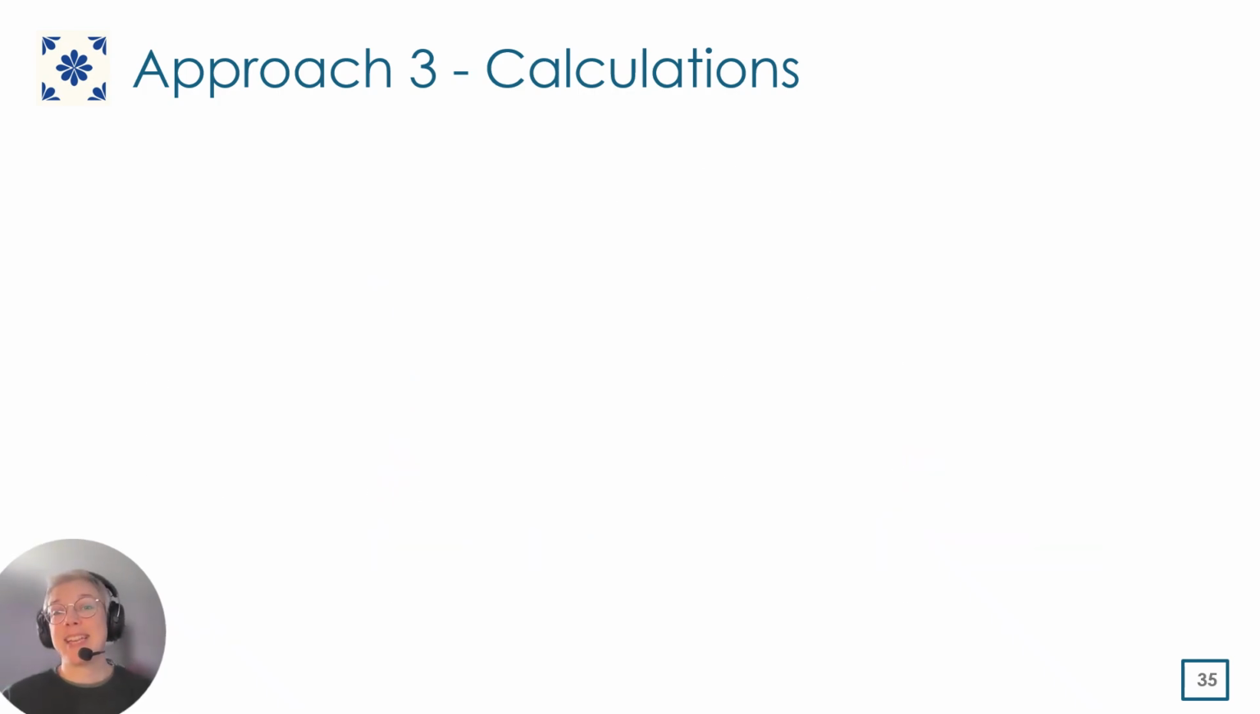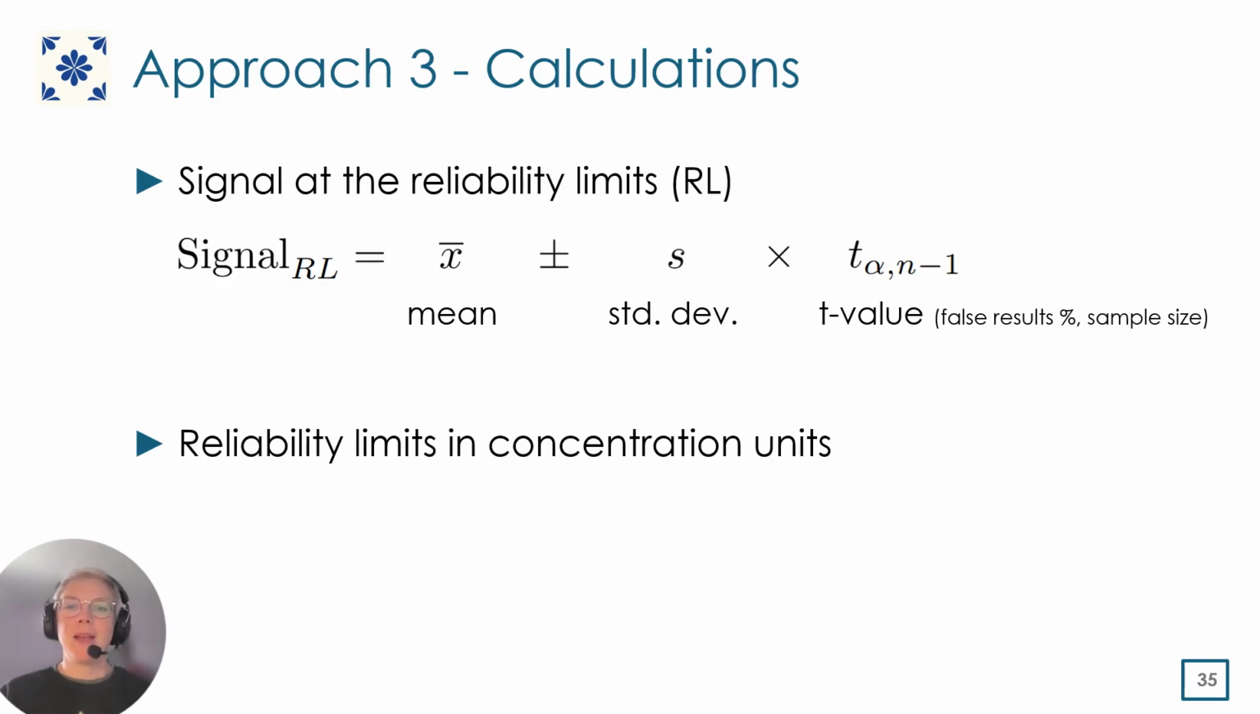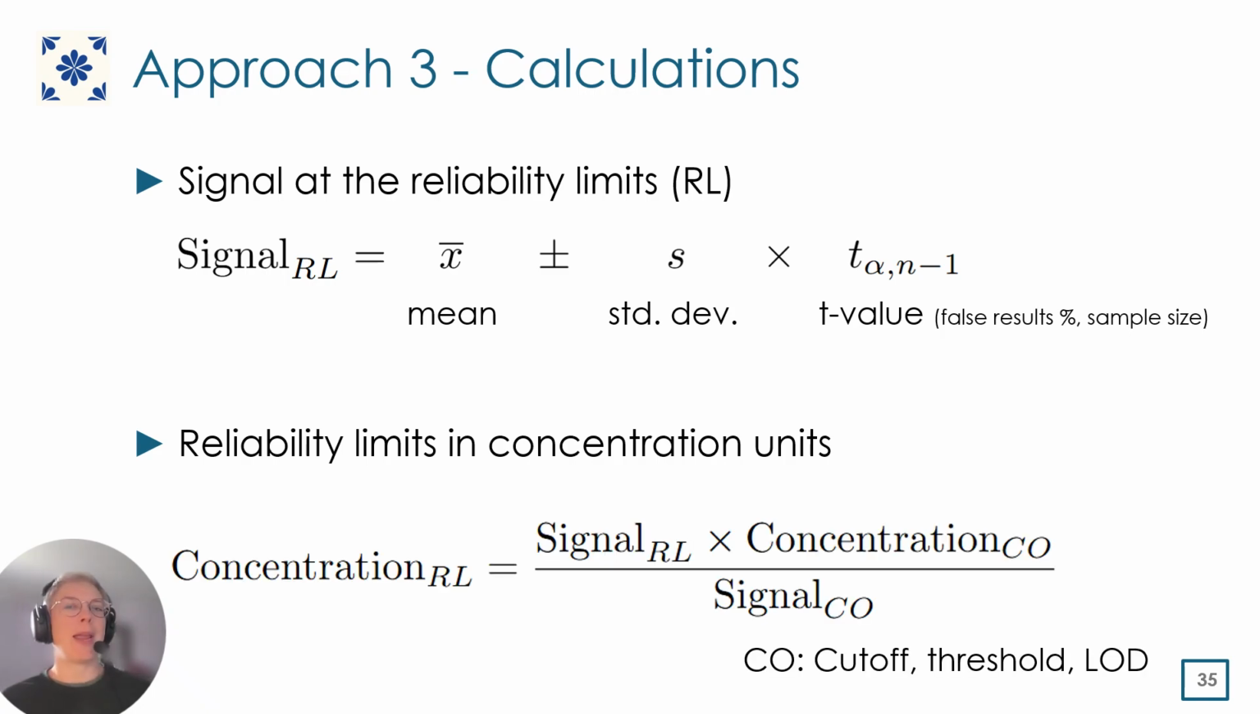Well, the answer to this is the mean plus or minus standard deviation S times t, which is the t-value associated to the desired false result percentage. But this is a value in signal units that you get. For it to be useful to us, we need to convert it to a concentration value. Generally, when we want to convert a signal to a concentration, we use calibration curves, something we don't have here. But we can do a 1-point calibration, aka a rule of 3.